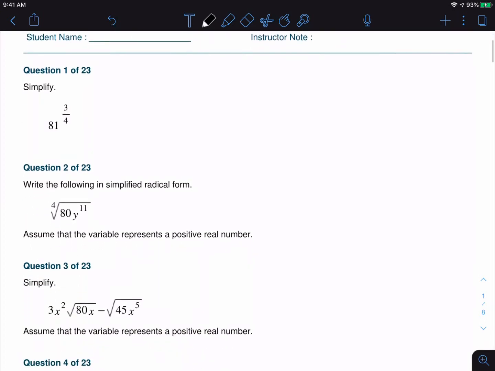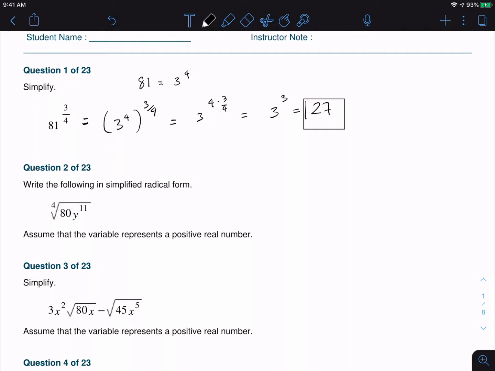So this first problem here, what I'm going to do in order to simplify it is that 81, I know that 81 is equal to 3 to the 4th power. So I'm going to rewrite that as 3 to the 4th to the 3/4 power. And a power raised to a power ends up multiplying. And so I'd get 3 to the 4th times 3/4, which is going to give me 3 to the 3rd. And so my answer is going to be 27.